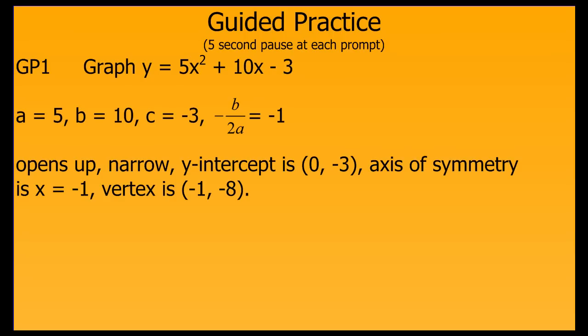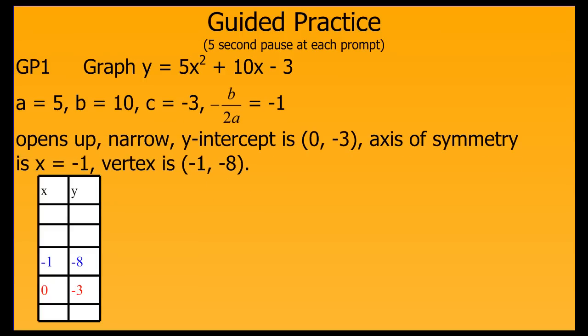Now we can predict that our graph is going to open up, be narrow, have a y-intercept of (0, -3), an axis of symmetry at x equals -1, and a vertex of (-1, -8). What's next? Next, we start our table of values with the 2 points we already know, the y-intercept and our vertex. Now what?